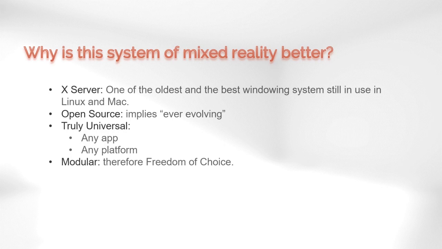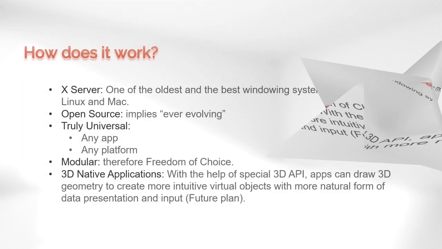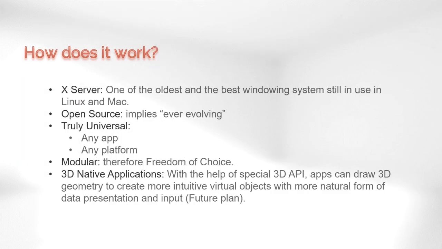Arnolens is also modular, which means every functional component of the system is replaceable. In the future, we also plan to support 3D native applications in Arnolens with the help of a special 3D API. This API can help applications draw 3D geometry to create more intuitive virtual objects with a more natural form of data presentation and input. Now my friend Shubhodip will explain how the system works.